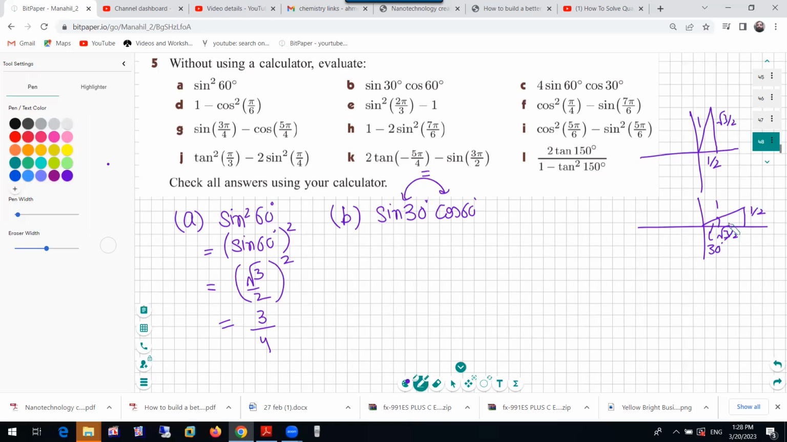So what is sine 30? 1 over 2 over 1. So it means it will be 1 over 2. Cos 60 and sine 30 are equal, so it must be 1 over 2 as well. So the answer is 1 over 4. Got it?